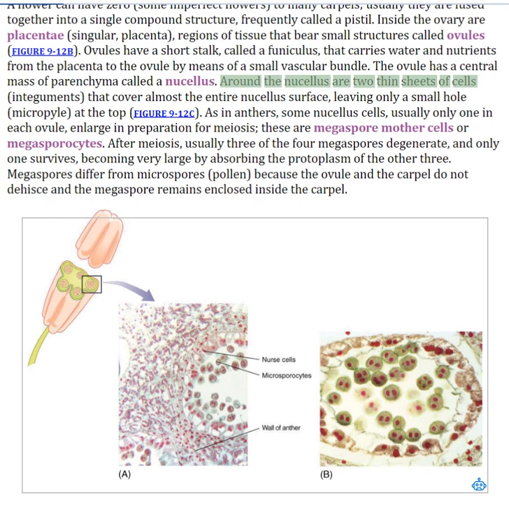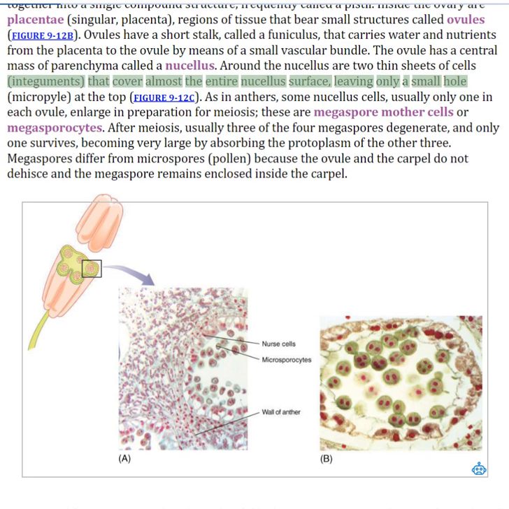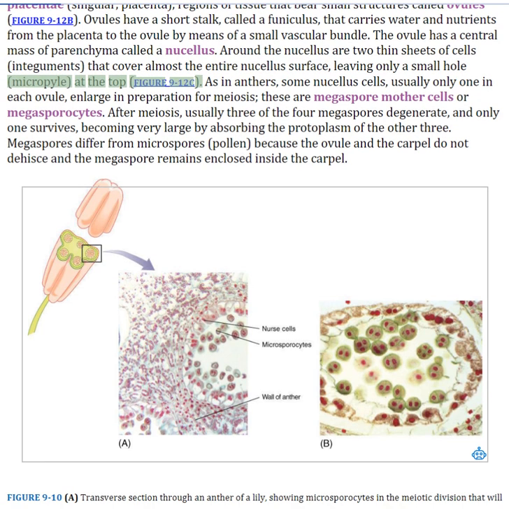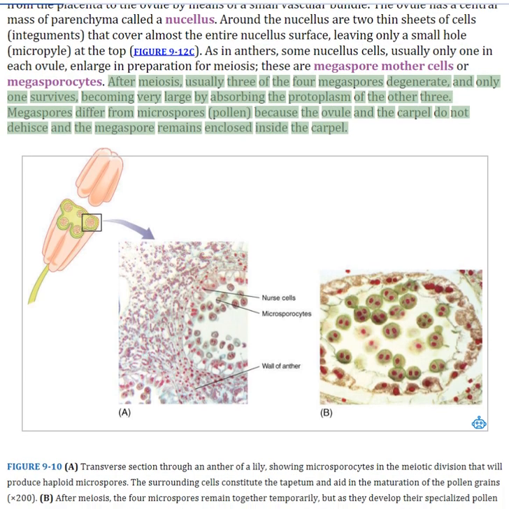Around the nucellus are 2 thin sheets of cells that cover almost the entire nucellus surface, leaving only a small hole at the top. As in anthers, some nucellus cells, usually only 1 in each ovule, enlarge in preparation for meiosis. These are megaspore mother cells or megasporocytes. After meiosis, usually 3 of the 4 megaspores degenerate, and only 1 survives, becoming very large by absorbing the protoplasm of the other 3. Megaspores differ from microspores because the ovule and the carpel do not dehisce and the megaspore remains enclosed inside the carpel.